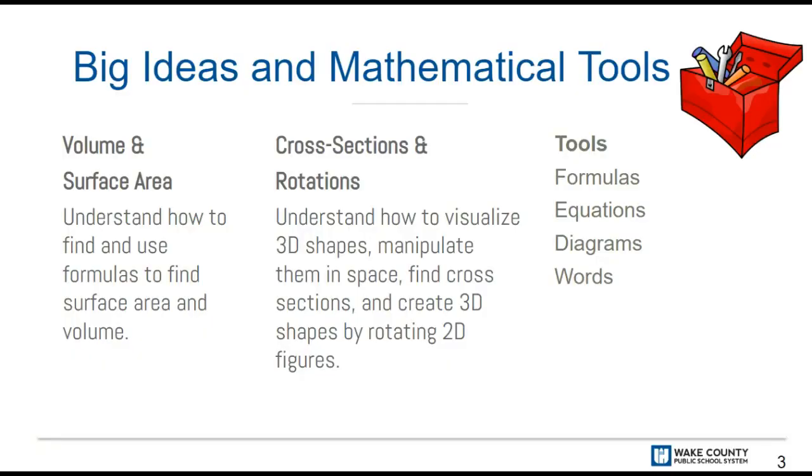The big ideas for this unit include three-dimensional shapes and their uses. You will be deriving formulas for volume and surface area, for prisms, cylinders, pyramids, and cones. You will be using visualization to help you create three-dimensional shapes by rotating two-dimensional shapes, as well as identifying the two-dimensional shape created by cutting a three-dimensional shape. Key mathematical tools that we will use in this unit include formulas, equations, and diagrams, and interpreting them in context.